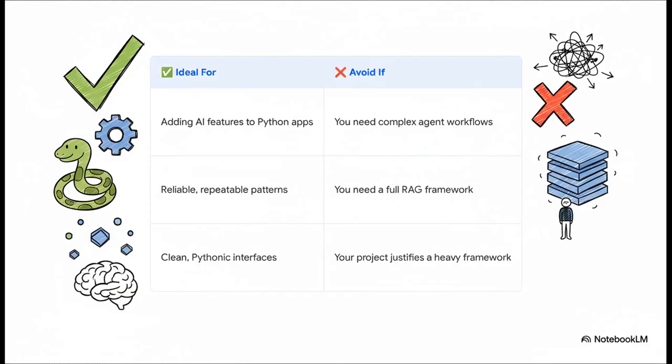So let's get practical. The key is knowing when to reach for this tool. Marvin is absolutely perfect when you're adding a specific AI feature to an app, when you need reliable and repeatable results for common patterns, and when you just really value clean Pythonic code. On the flip side, if you're trying to build really complex, multi-step AI agents, or you need a full-blown RAG framework, that's retrieval augmented generation, then Marvin might be a bit too lightweight for the job.